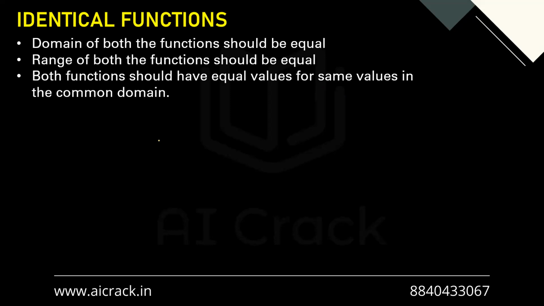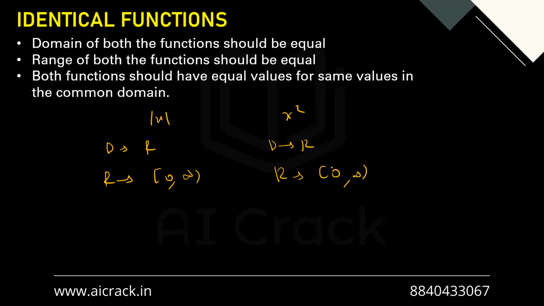What do we mean by that? Let's say we have two functions, mod x and x square. In this case the domain is R, and in this case the domain is also R. In this case the range is closed 0 to infinity open, and over here also the range is 0 to infinity, with an open bracket at infinity and a closed bracket at 0. So both domain and range are the same for both functions, but are these two functions identical?